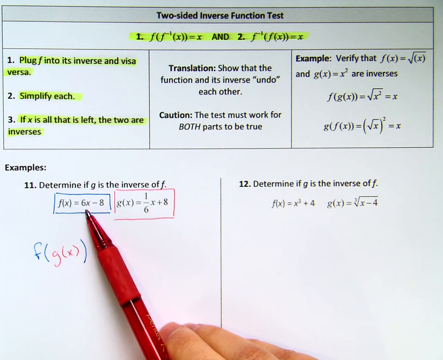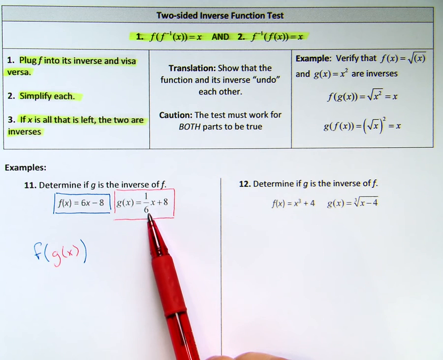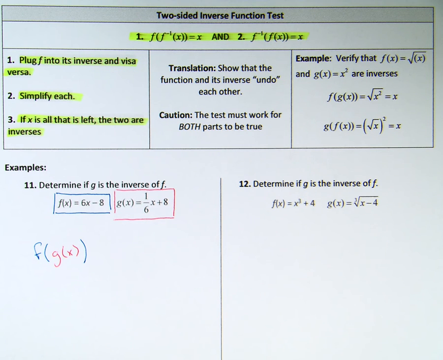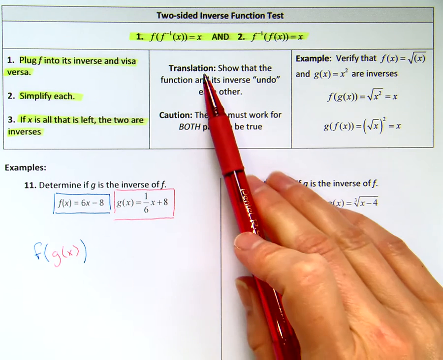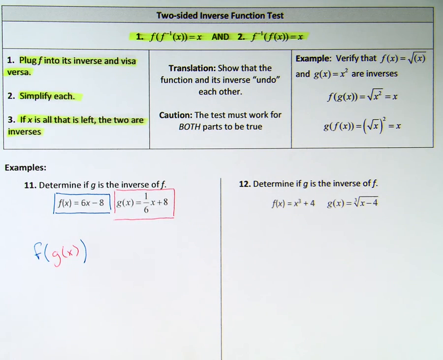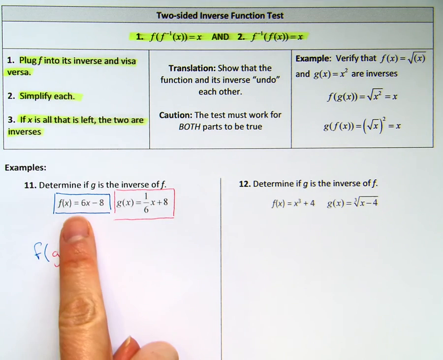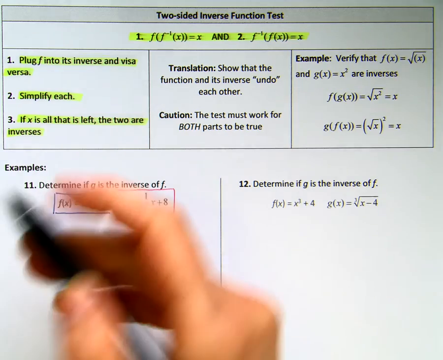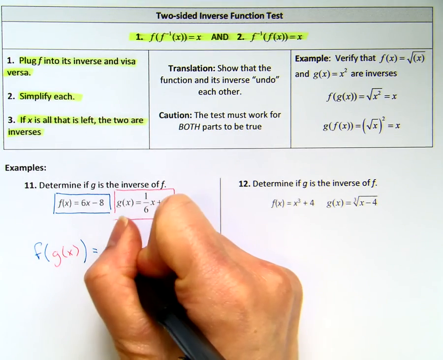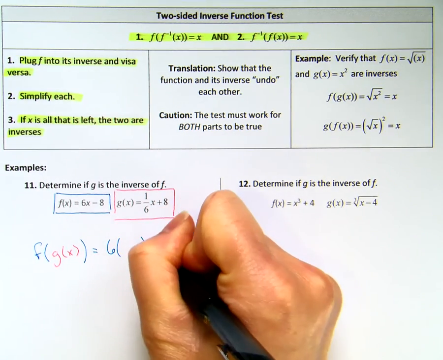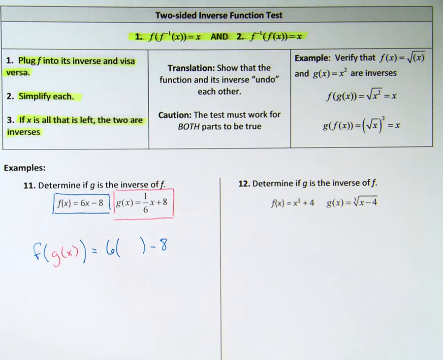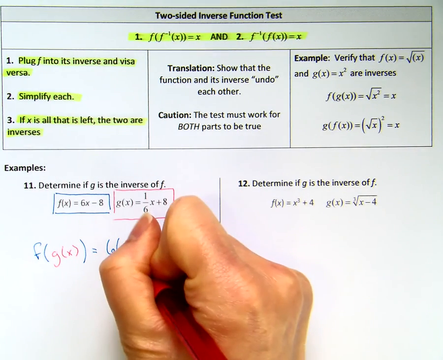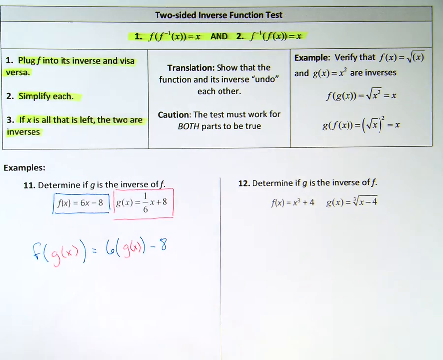We've got a times 6 and a 1 divided by 6. Multiplication and division are opposites. They should cancel each other out. So this probably will work, but we need the test to be certain. So let's give it a try. If I plug g into f, that tells me everywhere in the f function that I see an x, I'm going to change it into this g of x function. So instead of 6 times x, I'm going to have 6 times the g of x function.